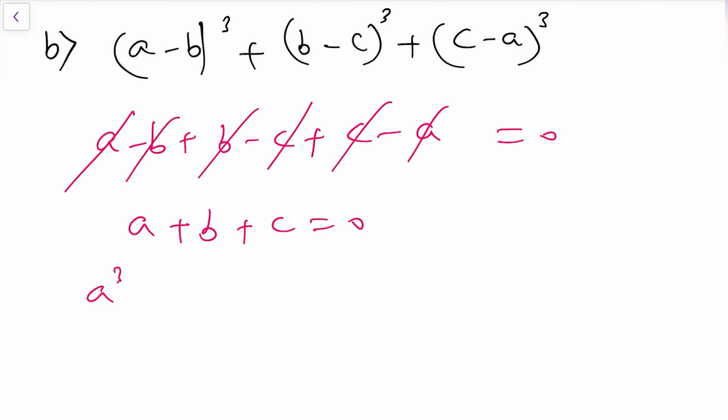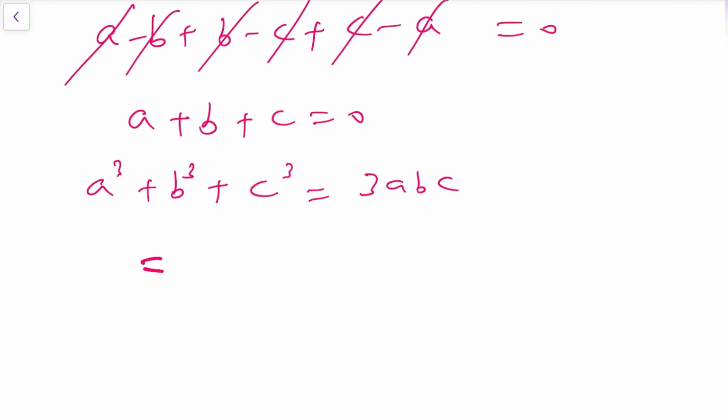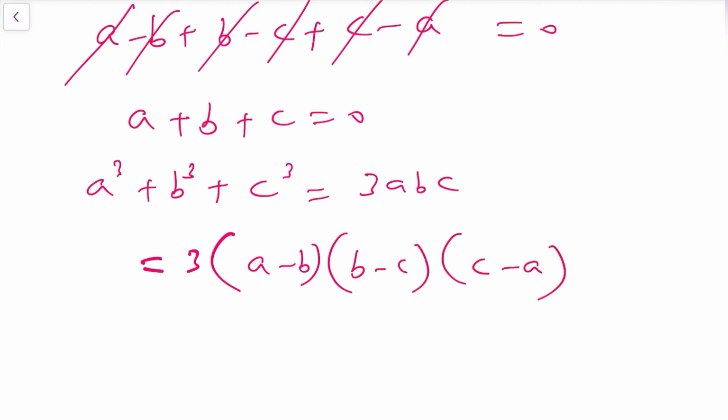Then a cube plus b cube plus c cube value is 3abc. So here a is nothing but a minus b, b is nothing but b minus c, c is nothing but c minus a. So our answer finally will become 3 times (a minus b), (b minus c), (c minus a). So this is what is asked to show. Hence proved.